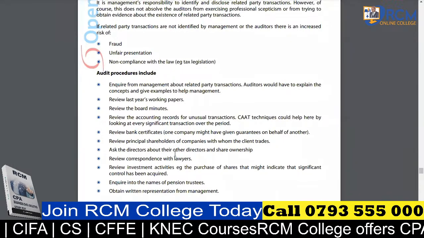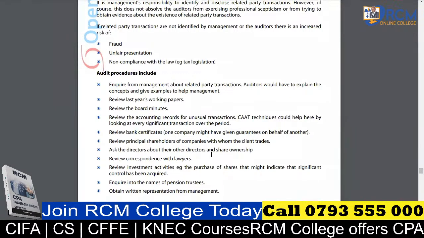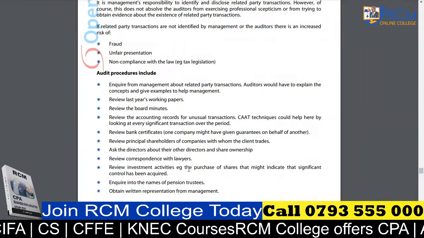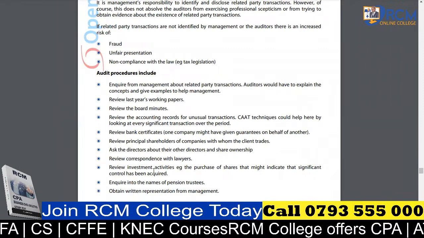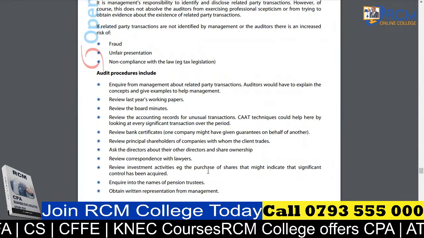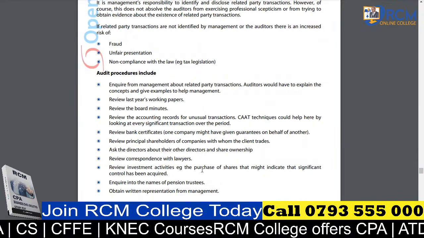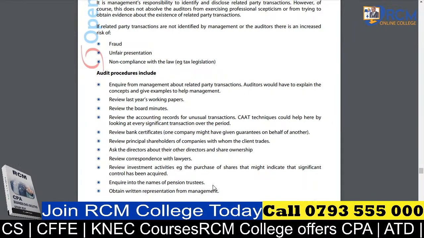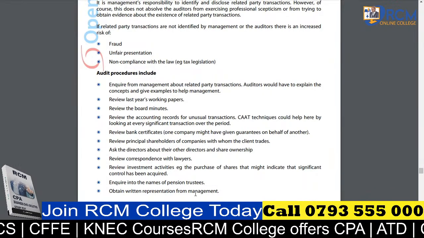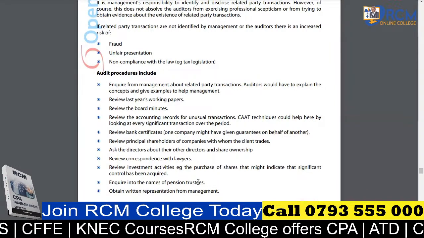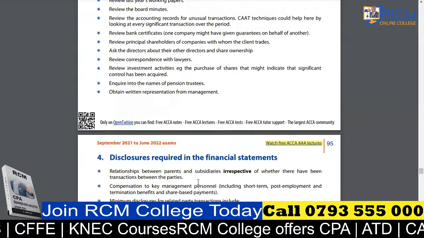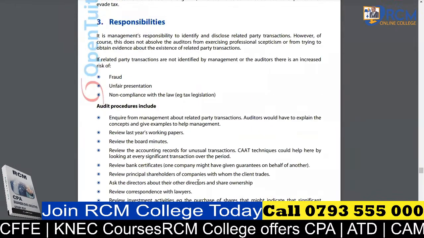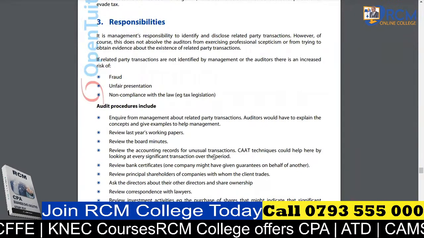Ask the directors about their other directors and share ownership. Review correspondence with lawyers. This is something that is very important. Review investment activities, e.g. the purchase of shares that might indicate that significant control has been acquired. Inquire into the names of pension trustees. Obtain written representation from management. Obtain written representation from what here? From management.